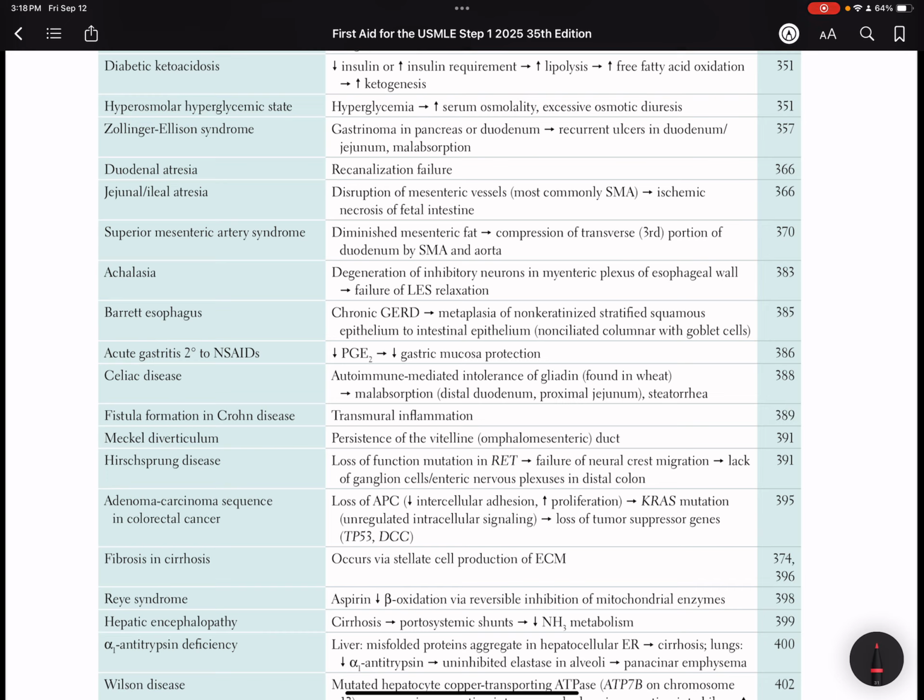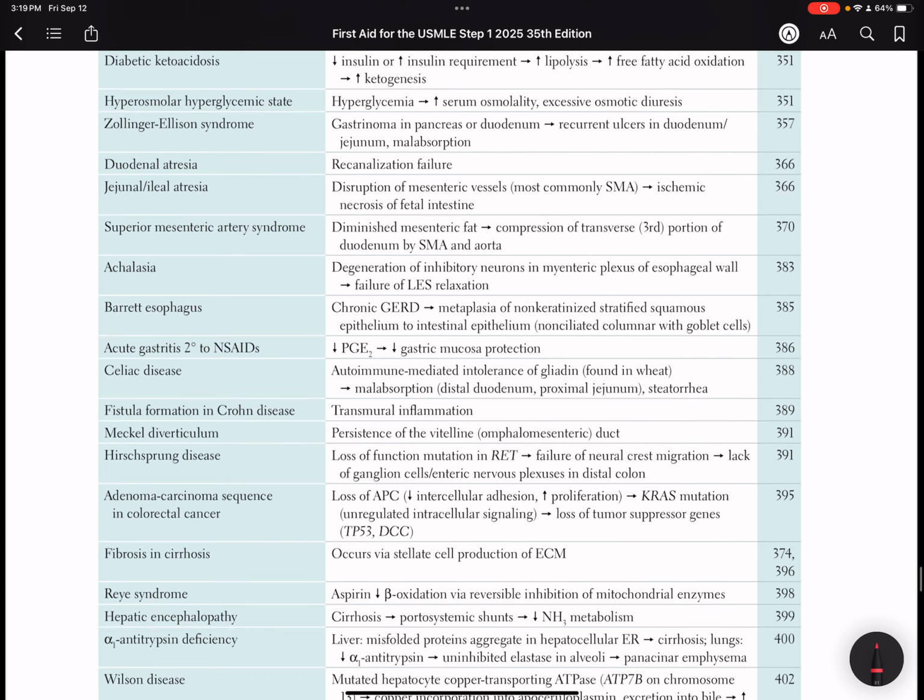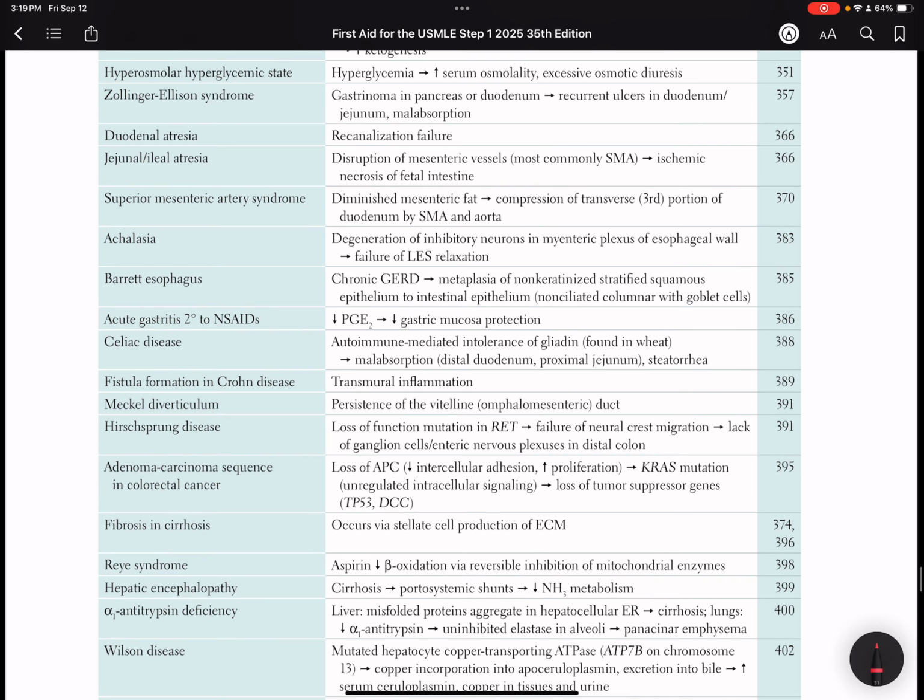Next condition is hyperosmolar hyperglycemic state, hyperglycemia causing increased serum osmolality and excessive osmotic diuresis. This is HHS, hyperosmolar hyperglycemic state. Next condition is Zollinger-Ellison syndrome.